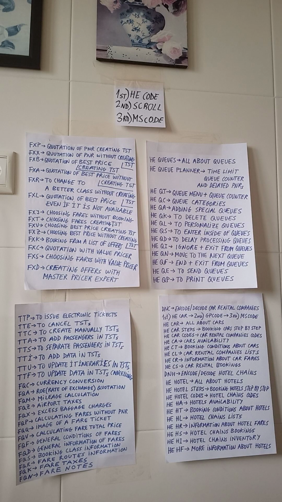HE Planner has information about the time limit for the queue counter and overdue PNRs. HEQT has information about the queue menu and the queue counter. HEQC has information about the queue categories. HEQA has information about adding special queues. HEQK has information about clearing queues. HEQL has information about customizing queues.